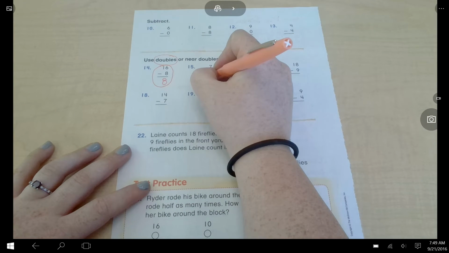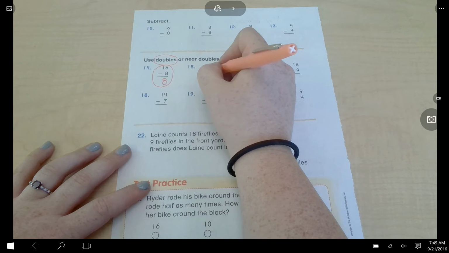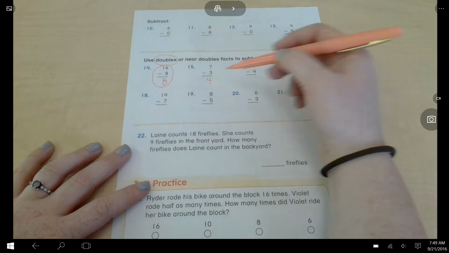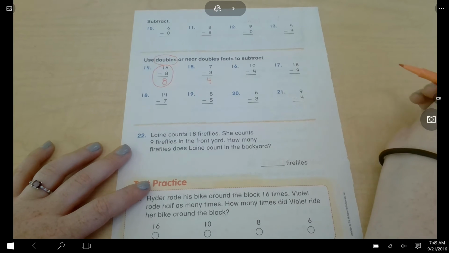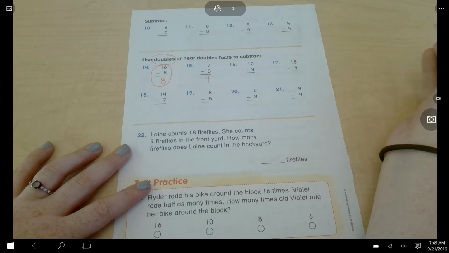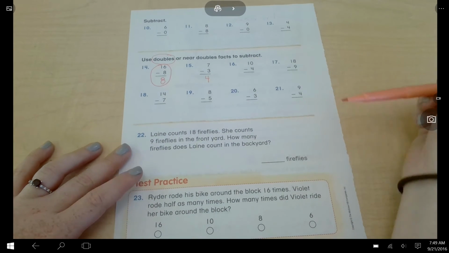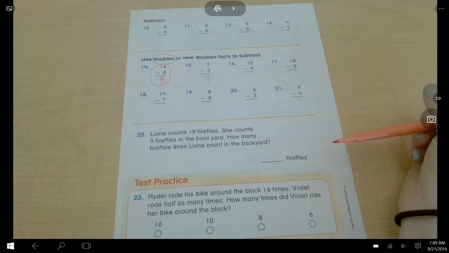7 minus 3 equals 4. These two numbers are not the same, so I'm not circling 15. Go ahead and finish the rest on your own. Pause the video now. You should have circled all of the doubles facts and found the differences for all of these problems. Let's look at number 22 now.